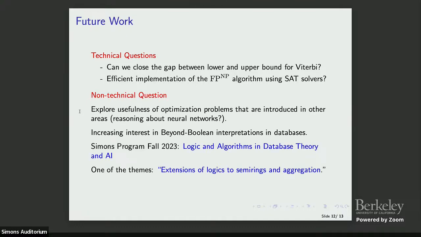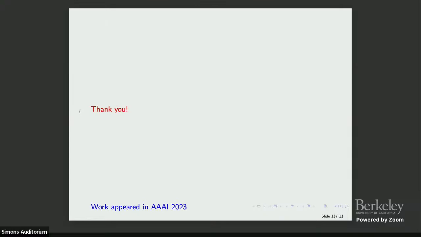Of course, the non-technical question is why is this problem useful? Does this problem make sense? And our research came from, in fact, the database connection I mentioned. We were looking at provenance, and that's how we defined this problem. So it seems like there is an increasing interest beyond Boolean interpretations in databases. In fact, next semester we have this program, logic and algorithms in database theory and AI, and one of the themes is extensions of logic to semirings.